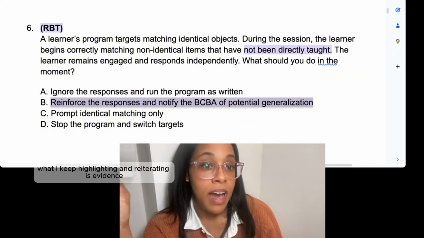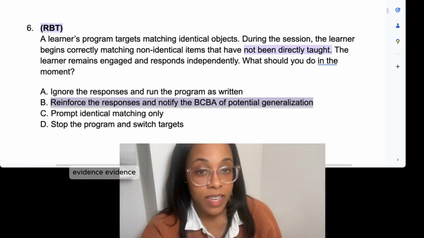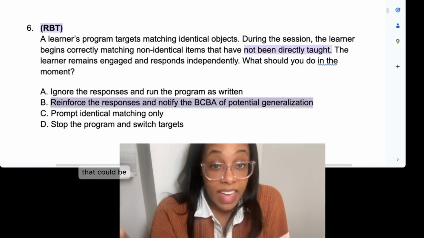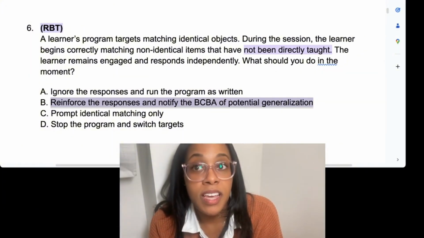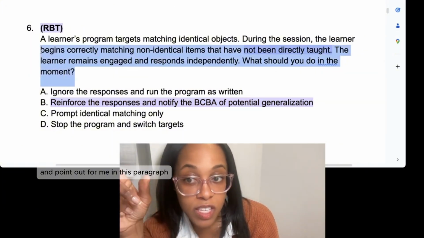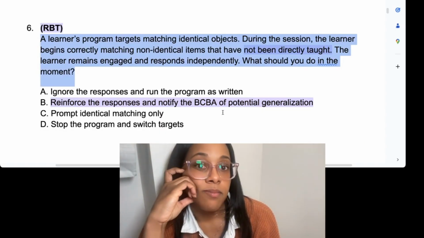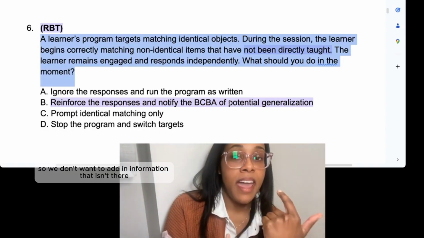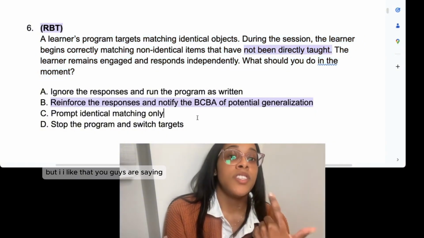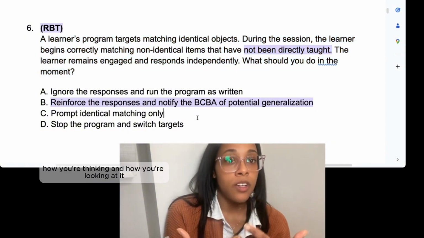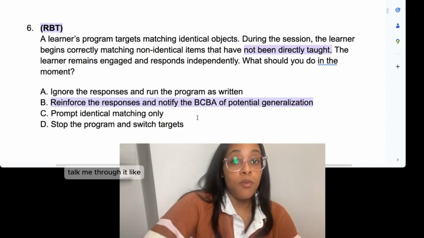What I keep highlighting and reiterating is evidence, evidence, evidence. That could be, but can you reliably go back into this question and point out for me in this paragraph, where does it say that they're in baseline? So we don't want to add in information that isn't there. But I like that you guys are saying how you're thinking and how you're looking at it. That's exactly what I do in the tutoring sessions. I'm like, well, talk me through it.